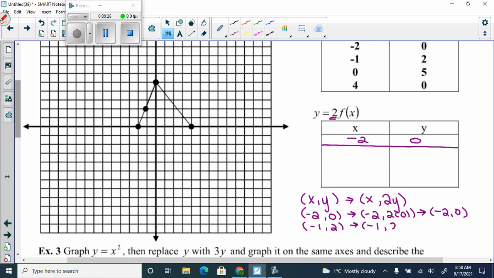Becomes -1 and then 2 times 2. So it becomes -1 and 4. Like I said, this mapping is easier. So it's -2, 0. -1 and 4. I make 2 points, I connect 2 points. This graph is getting taller.